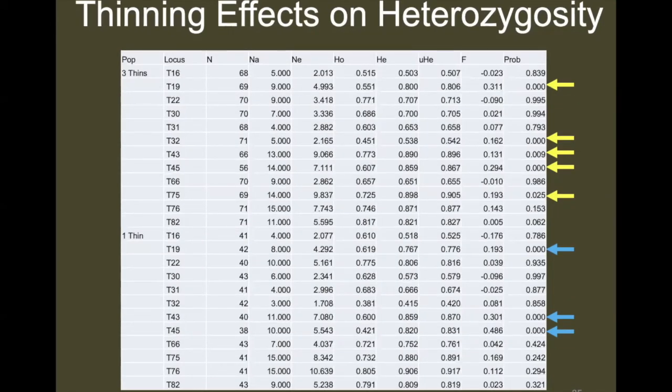So then we wanted to look at the number of thinnings and see if that affects the number of loci that are out of equilibrium and experience a significant reduction in heterozygosity. So the yellow arrows show 5 loci out of Hardy-Weinberg equilibrium, and 1 thinning only had 3, so there is somewhat of a difference in the number of thinnings as far as the severity of the reduction of heterozygosity in the population.